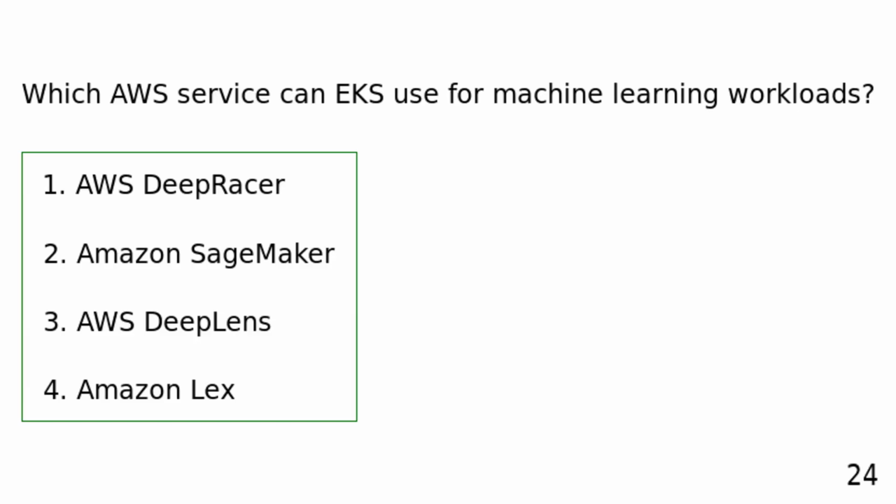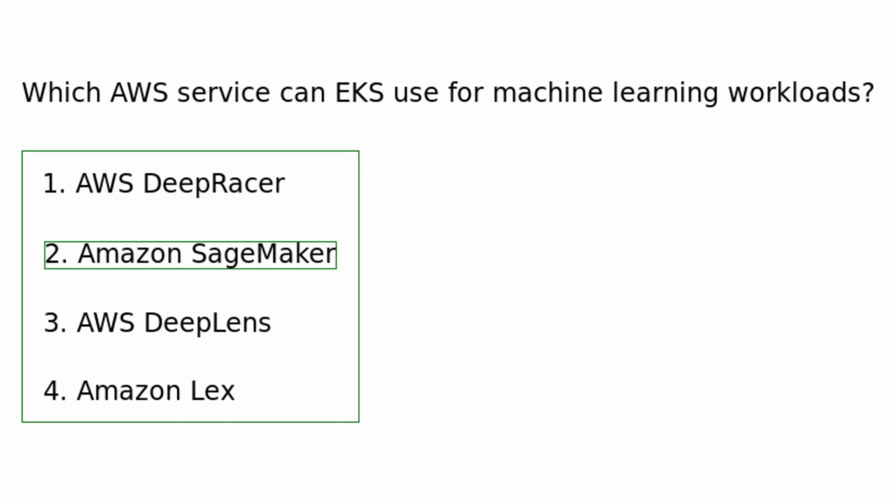Which AWS service can EKS use for machine learning workloads? AWS DeepRacer, Amazon SageMaker, AWS DeepLens, Amazon Lex. EKS can work with Amazon SageMaker to deploy and manage machine learning workloads.